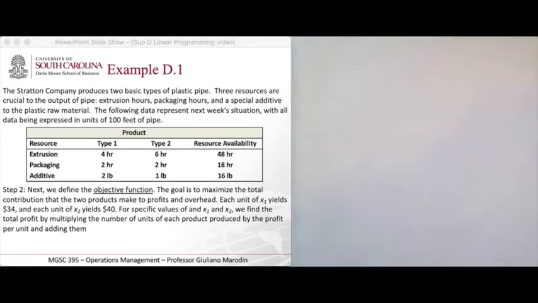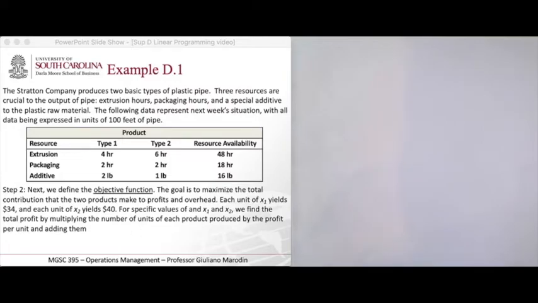You have Stratton Company that produces two basic types of plastic pipes. Three resources are crucial for that output. We have extrusion hours, we have packaging hours, and we have an additive that we use for the raw material. Here is what represents 100 feet of pipe. We have products, type 1 product and type 2 product, and that's how many hours it takes of extrusion: type 1 takes 4 hours of extrusion.